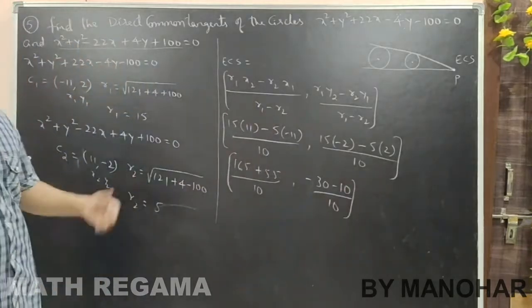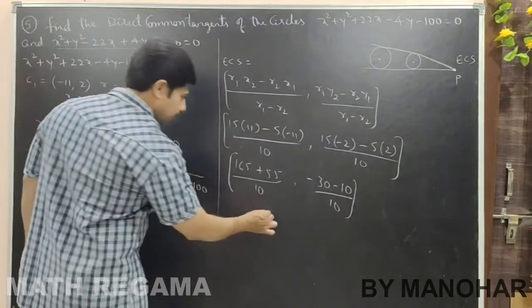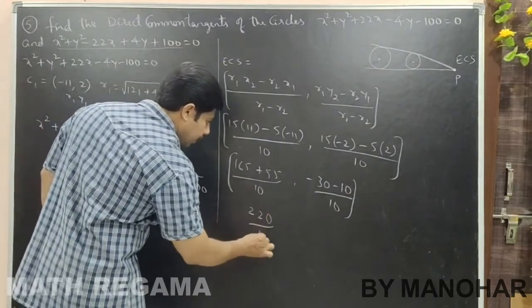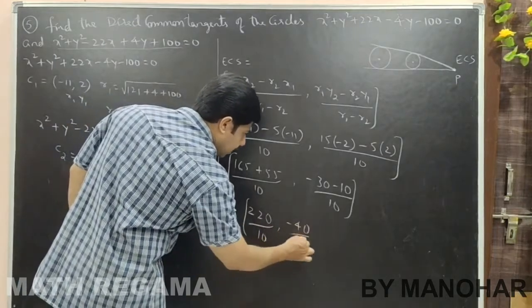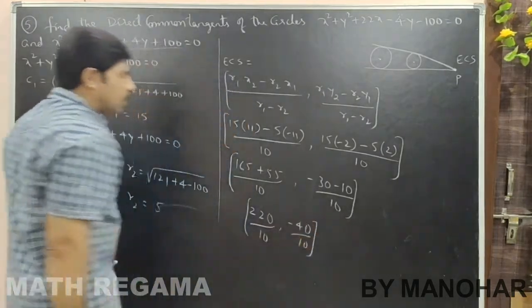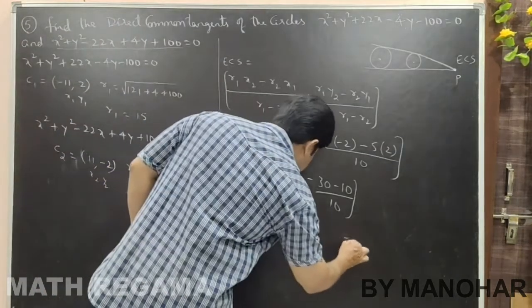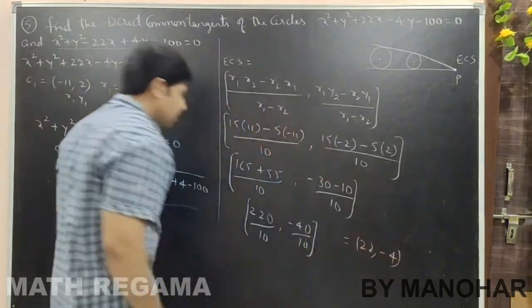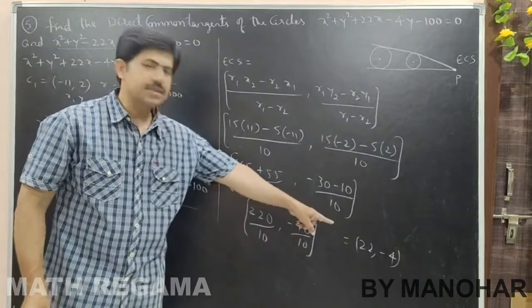So we'll calculate this. 165 plus 55 is, we are getting 220 by 10 comma minus 40 by 10. So what is the point of contact we are getting? The point of contact is 22 comma minus 4, right? The 0s get cancelled, we get 22. 0 and 0 cancel, we get minus 4.